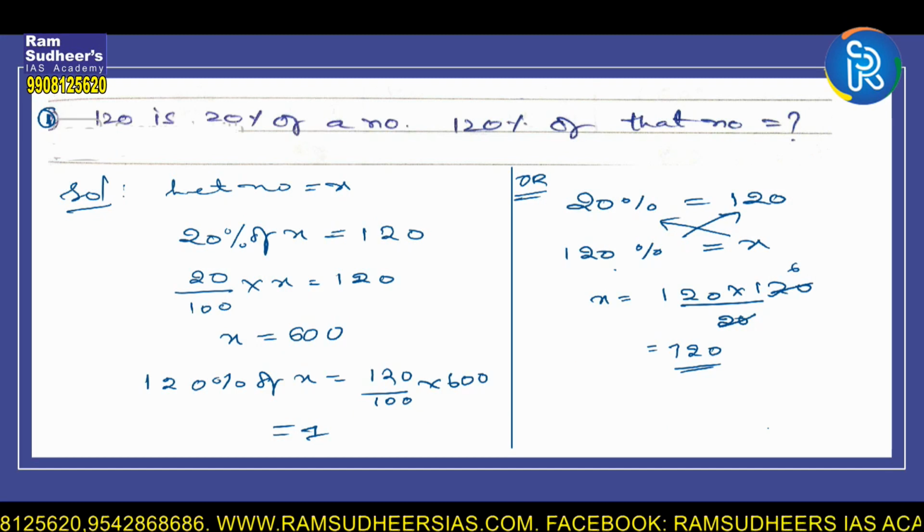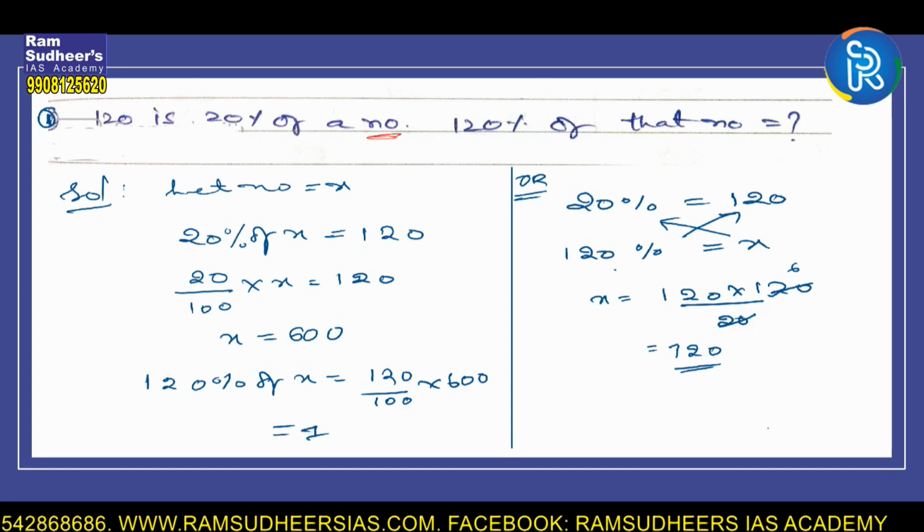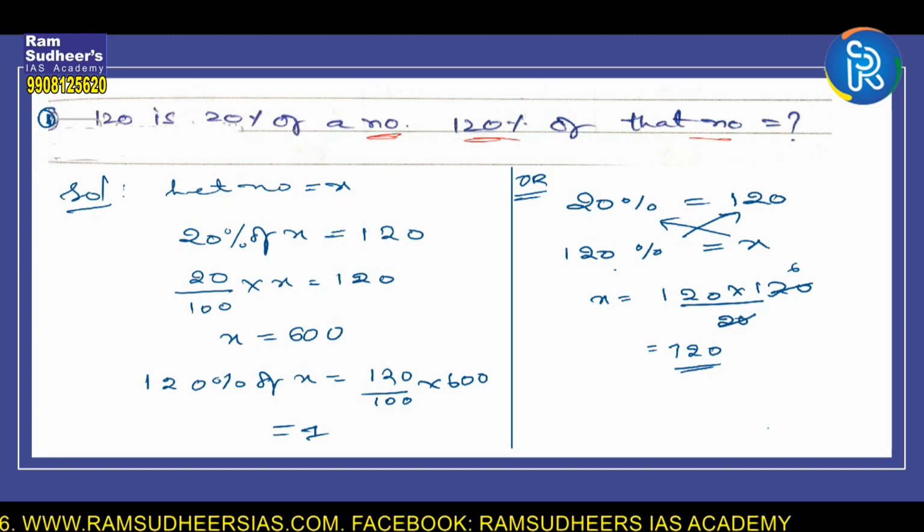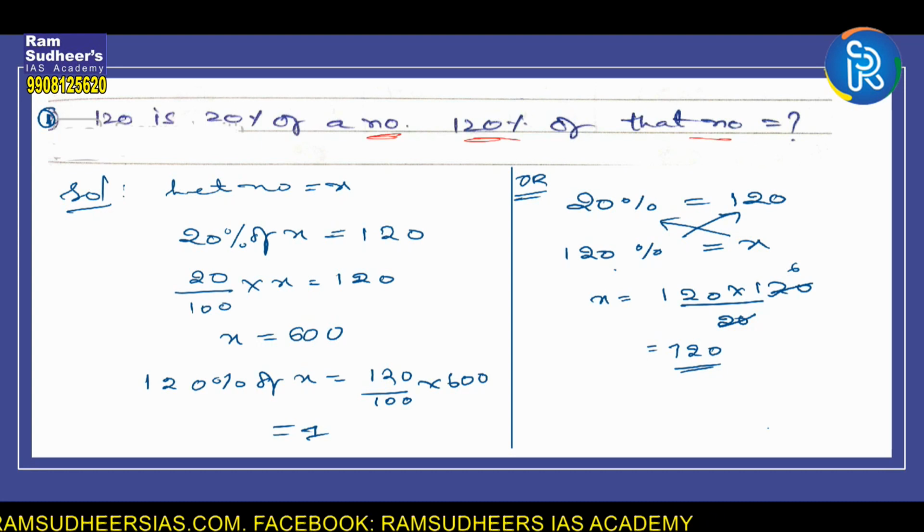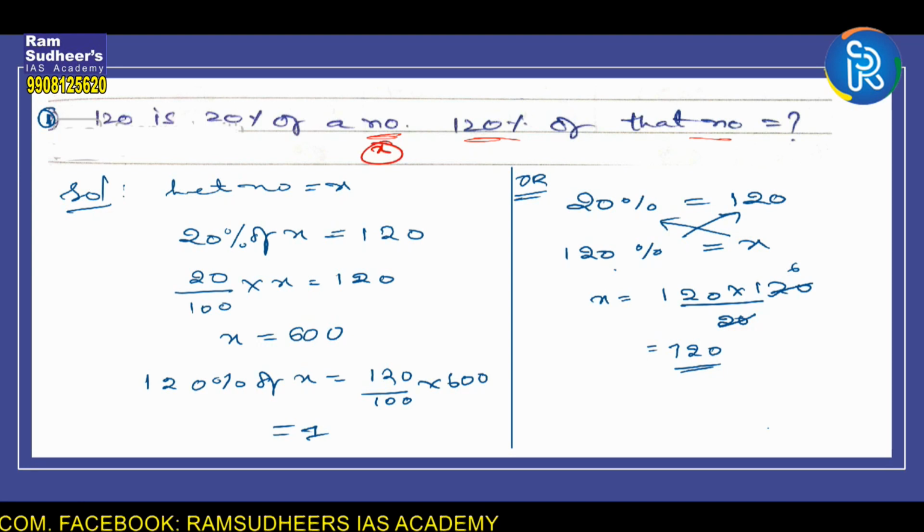First, 120 is 20% of a number. Find 120% of that number. Here, there is some number, let it be x, and 120 is 20% of x. He is asking us to find 120% of this x. Now, let the number be x. 20% of x is 120, and from there we get our x to be 600.